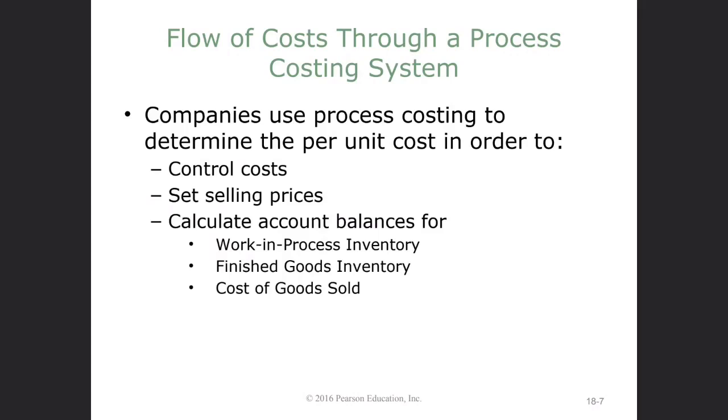So companies use process costing to determine the per unit cost in order to control cost, set their selling prices, and calculate account balances. And some of those account balances that are being calculated are the work in process inventory account, our finished goods inventory, and our cost of goods sold.